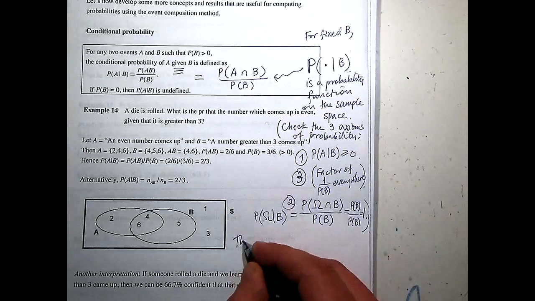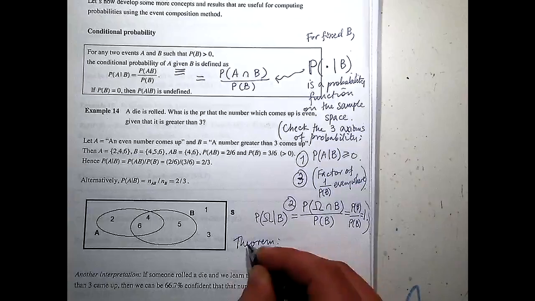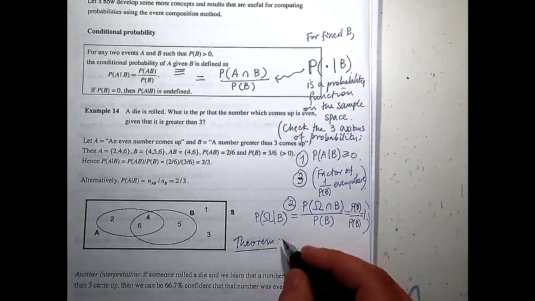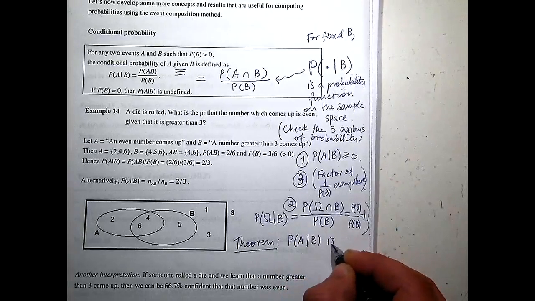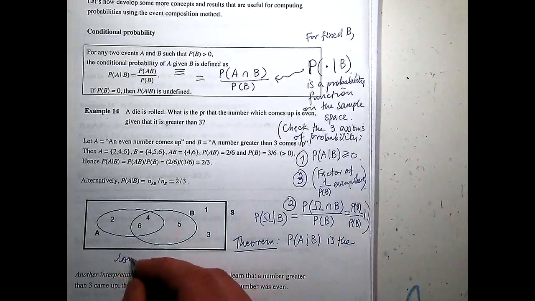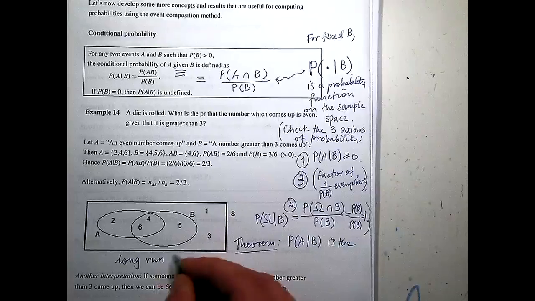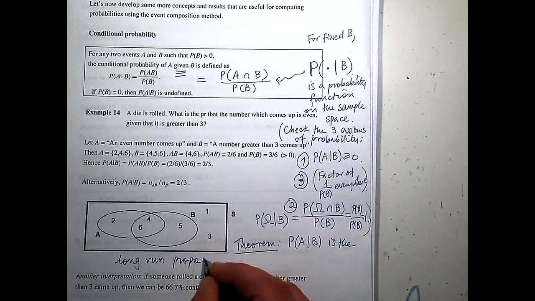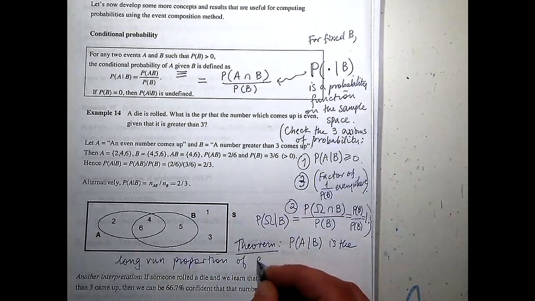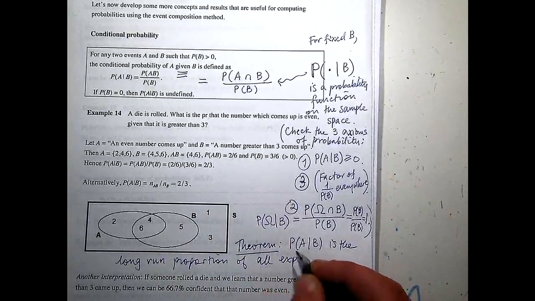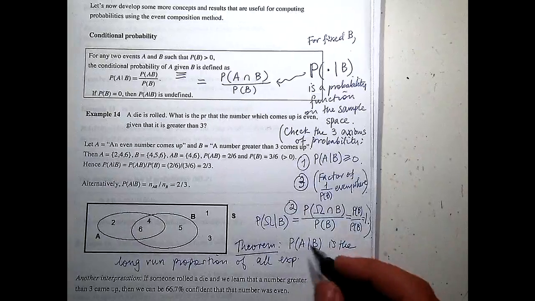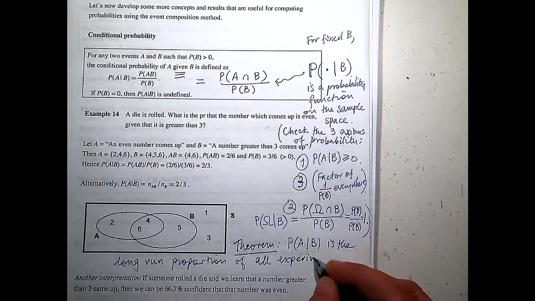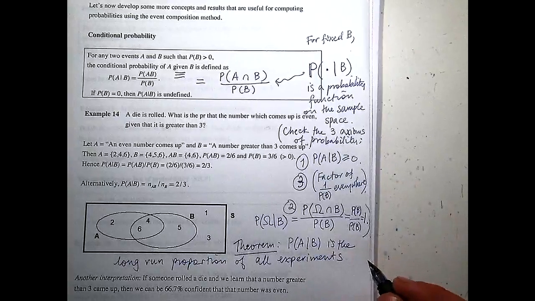I'll even state it as a theorem. This is probably one of the many interpretations here. Probability of A given B is the long-run proportion. This is kind of a theorem stated in colloquial language. Proportion of all experiments. We have to once again assume, to talk about long-run proportions, that it is an experiment that can be run again and again and again. So this is a variant of the law of large numbers.